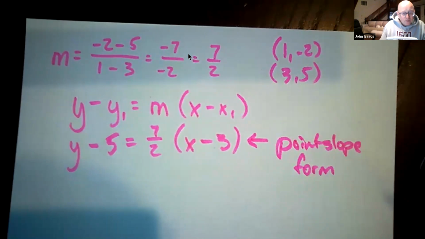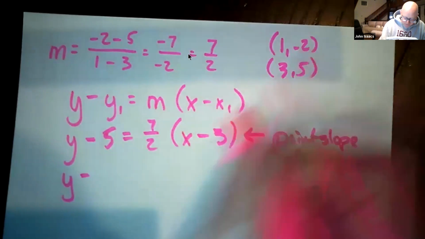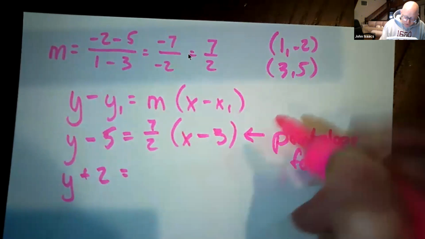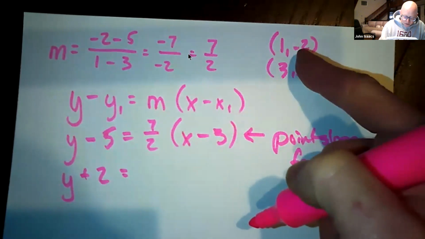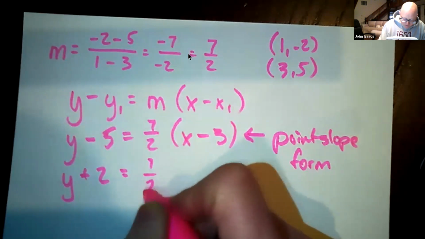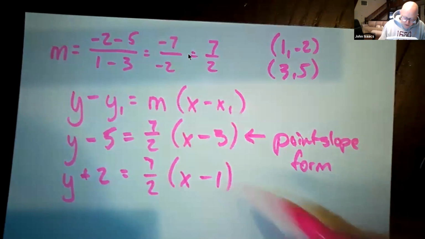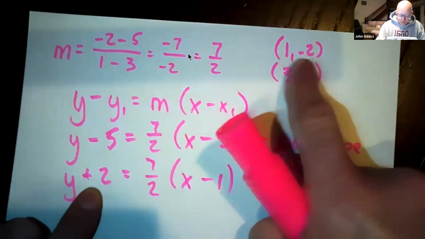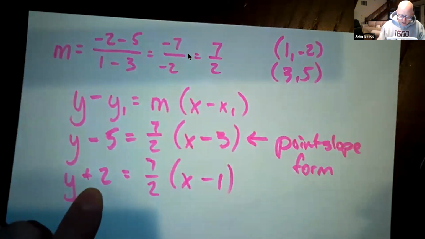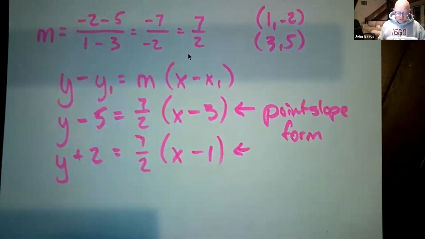Another possible equation for the exact same line is y minus, well, actually y plus 2, because we have a -2 here, and we have negative in the equation. So y plus 2 equals 7/2 times x minus 1. So this is using the other ordered pair, the 1 and the -2, and it's the same exact line. All right, we saw that on Desmos. They graph exactly the same way.